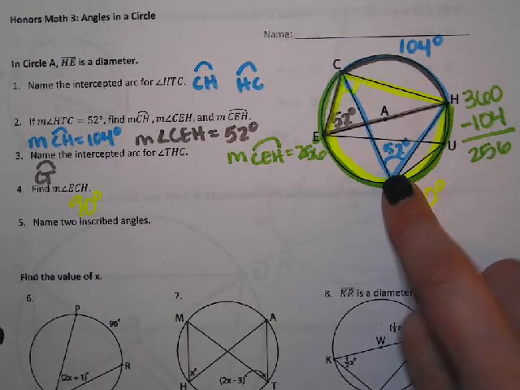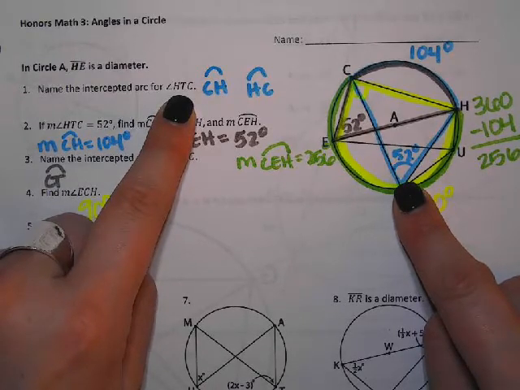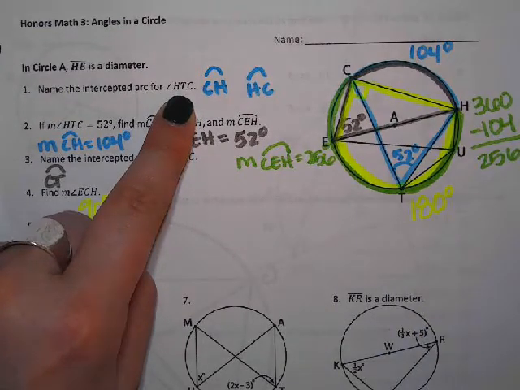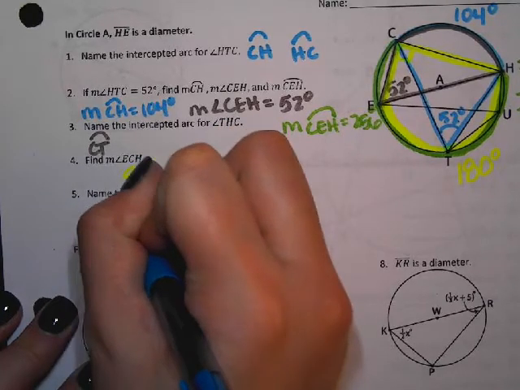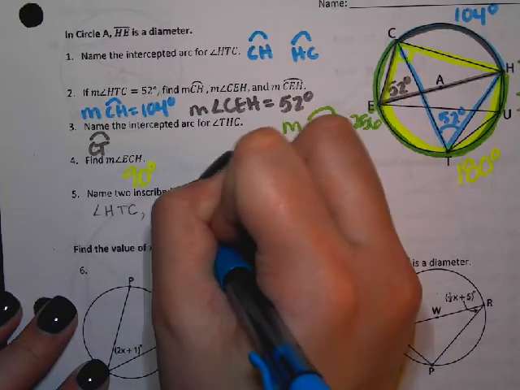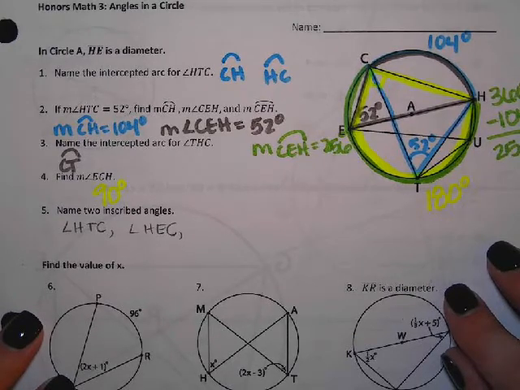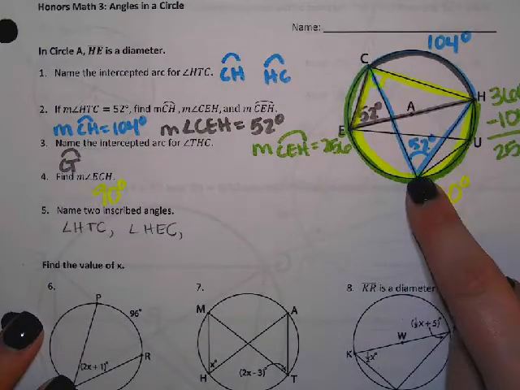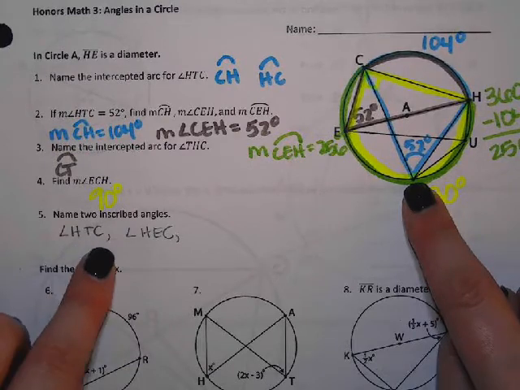So we dealt with one first, right? The very first problem had an inscribed angle. That was HTC. That's one of them. What's another inscribed angle? Angle HEC would be another one. What's another inscribed angle? CT, we already did that one. CTH and HTC are the same.